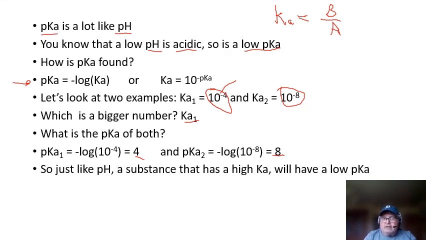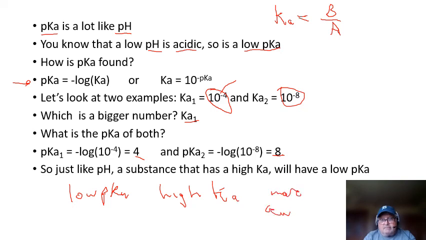So you can see, like in pH, if you have a low pKa, you actually have a high Ka, which means it's more acidic. Okay. I'll add this one with the other video as well.